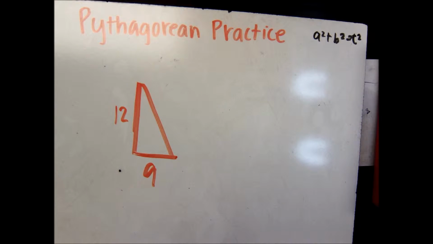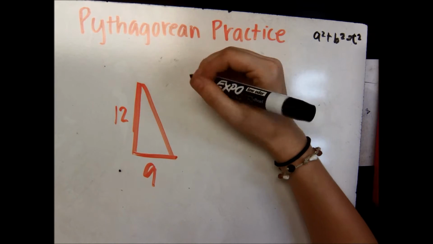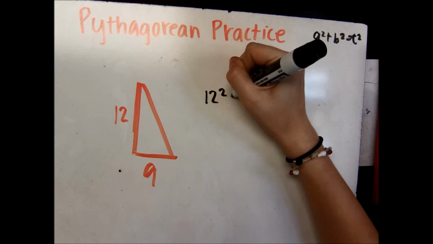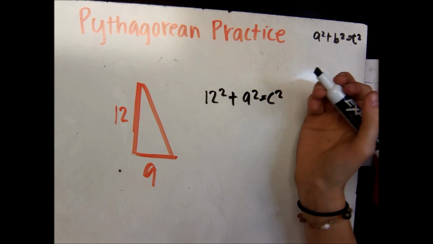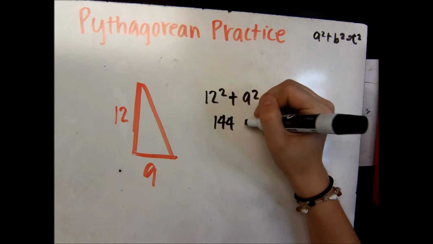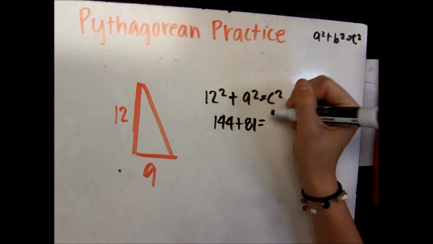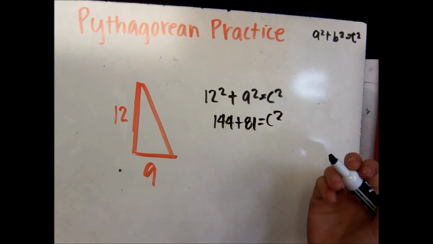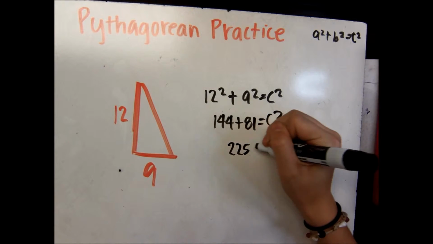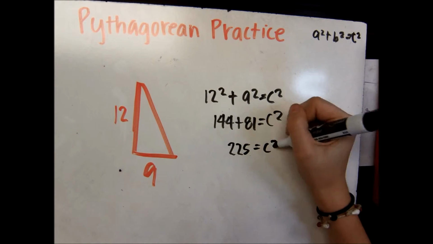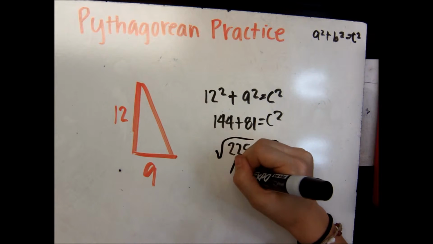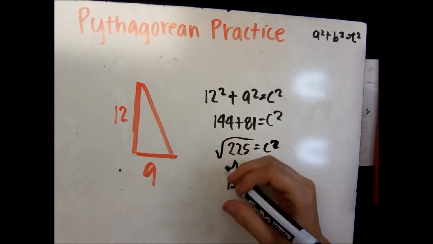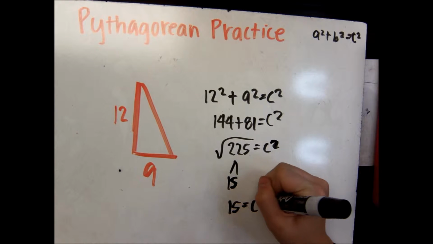Here we have our second Pythagorean practice, and the two legs are 12 and 9, so it's going to be 12 squared plus 9 squared equals c squared. 12 squared is 144, and 9 squared is 81. 144 plus 81 is 225. Since the squared is on the c, we have to square root the 225, which is 15. So c equals 15.